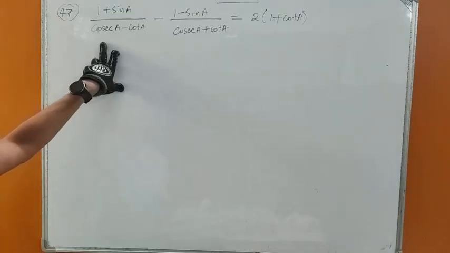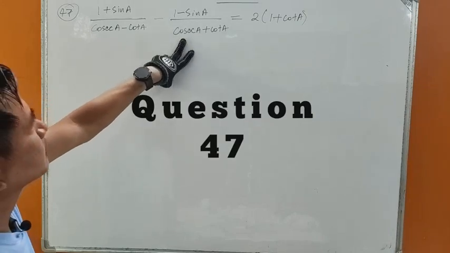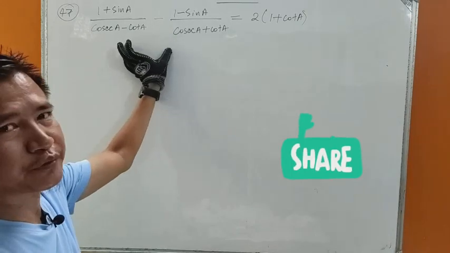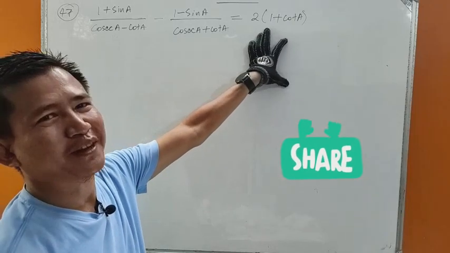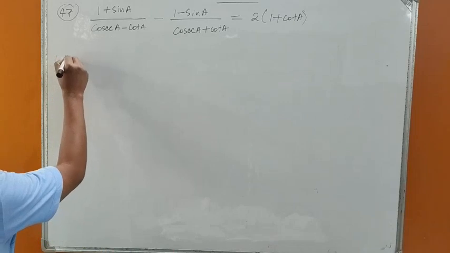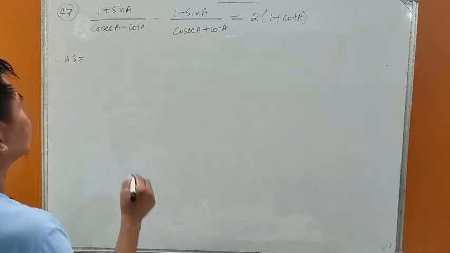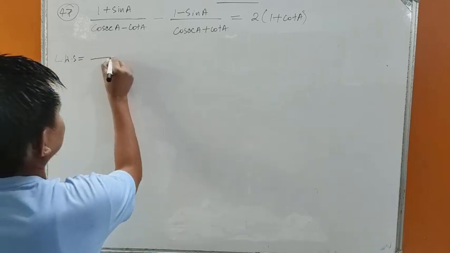When we have (1 plus sin A) upon (cosec A minus cot A) minus (1 minus sin A) upon (cosec A plus cot A) in the left hand side, and we are asked to prove this equals 2 into (1 plus cot A), isn't it? So let's do this. LHS equals to. This question is also very easy, but very lengthy, okay, a boring one, isn't it?